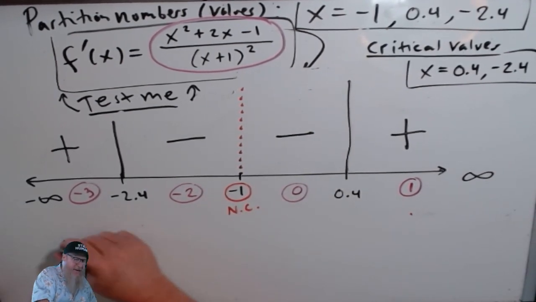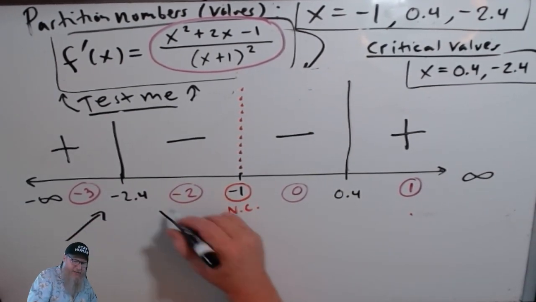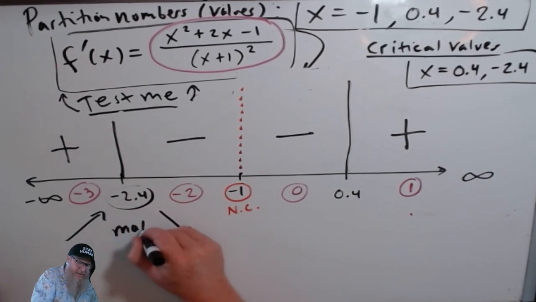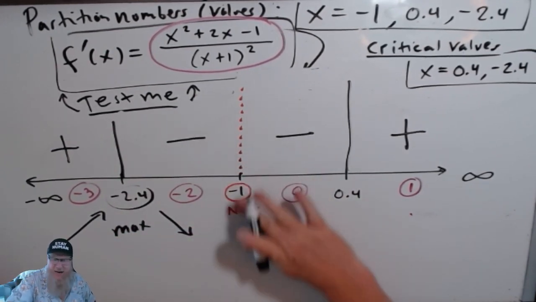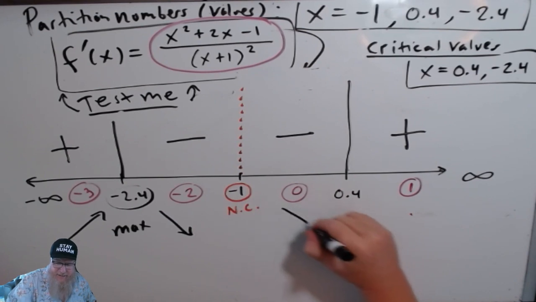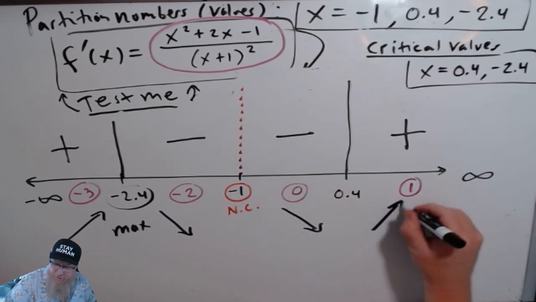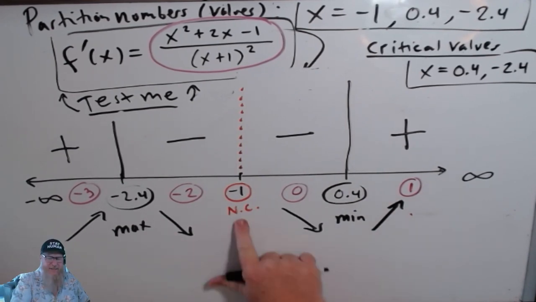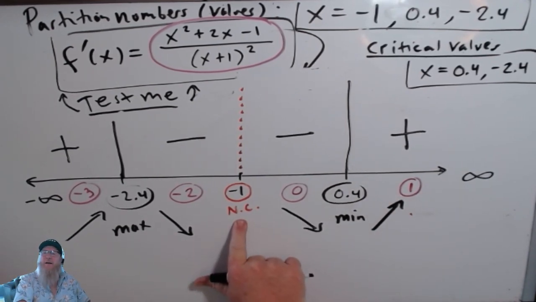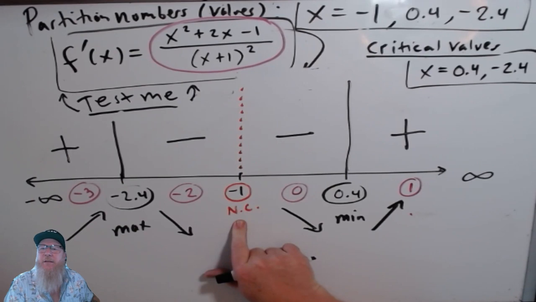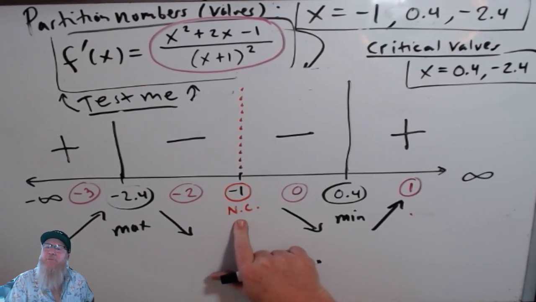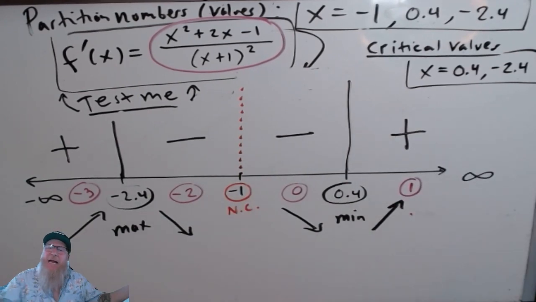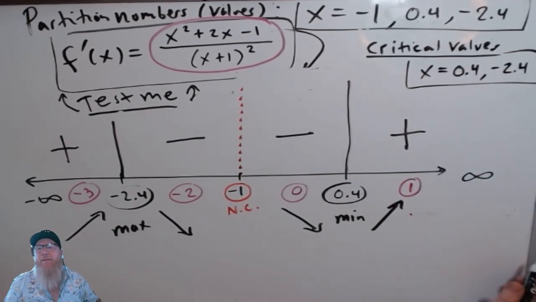So I've got increasing, decreasing. So that's a max. This cannot be anything. Decreasing, increasing. So that's a min. And this is a non-critical point. It's not even a point. All right. It's an asymptote. It's a partition number. It divides up the plane into different areas, but it has no point there.